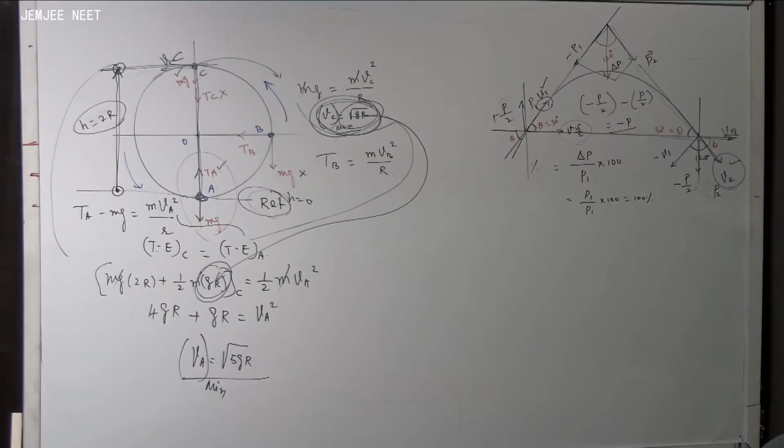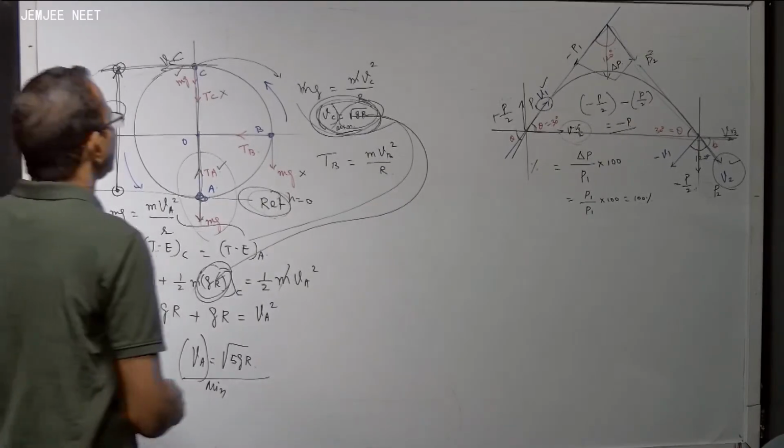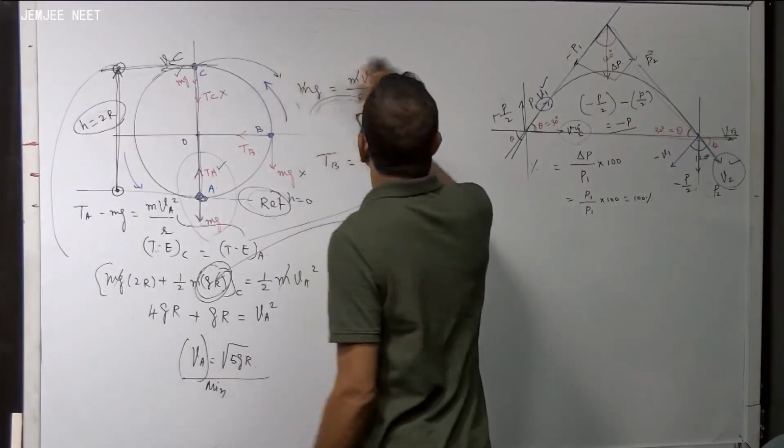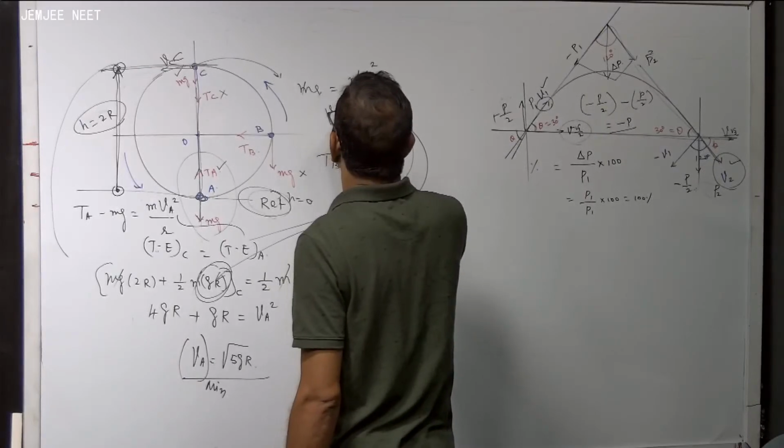At the top we have kinetic energy, Harita. At the topmost point, the minimum speed, the critical speed, is square root of gr.